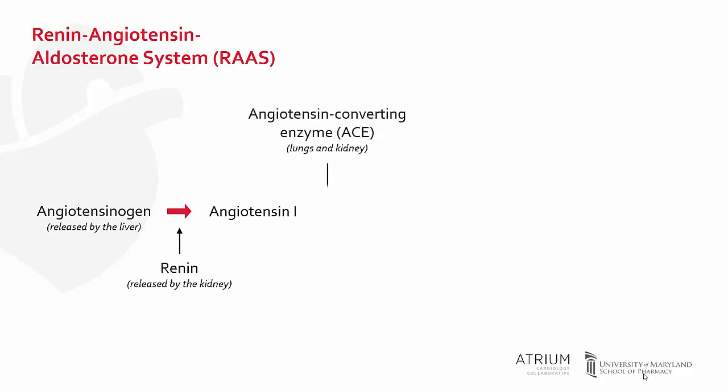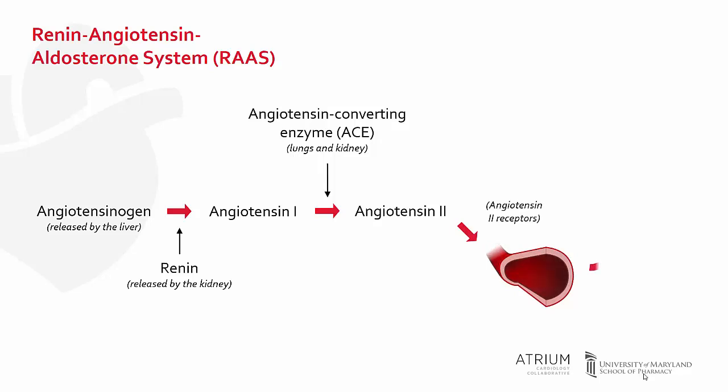The kidneys release renin into the bloodstream in response to low blood pressures. This converts circulating angiotensinogen into angiotensin I. Angiotensin I is then converted into angiotensin II by the angiotensin-converting enzyme, or ACE. Angiotensin II is one of the body's most potent physiologic vasoconstrictors, and it can bind to angiotensin II receptors on vascular smooth muscle to increase blood pressure directly.